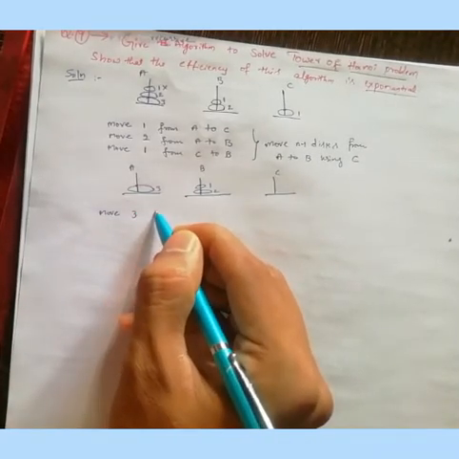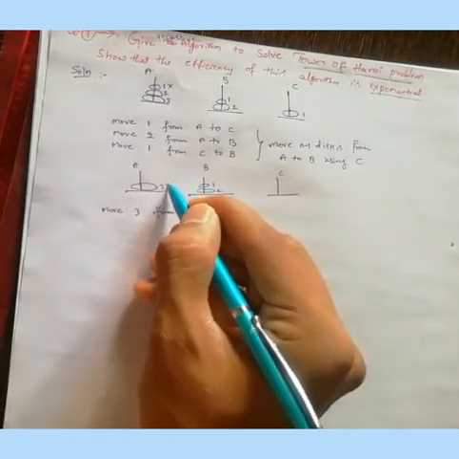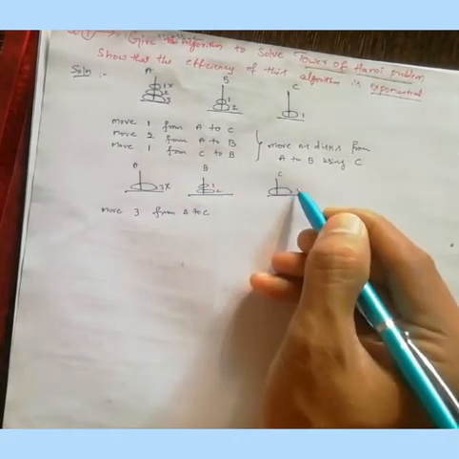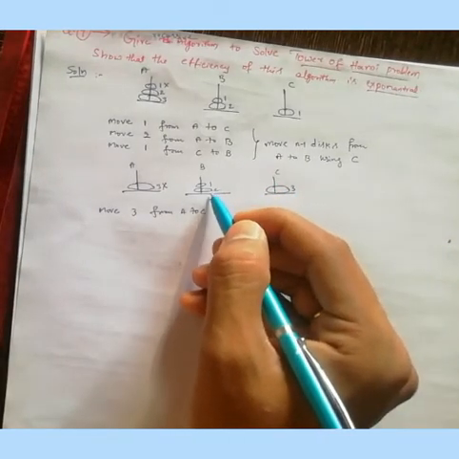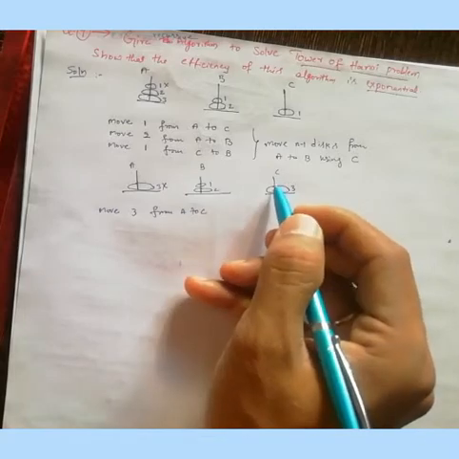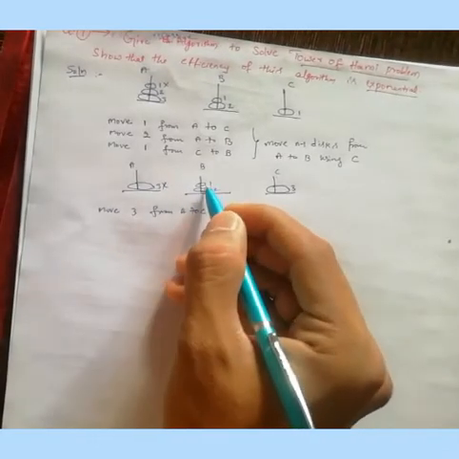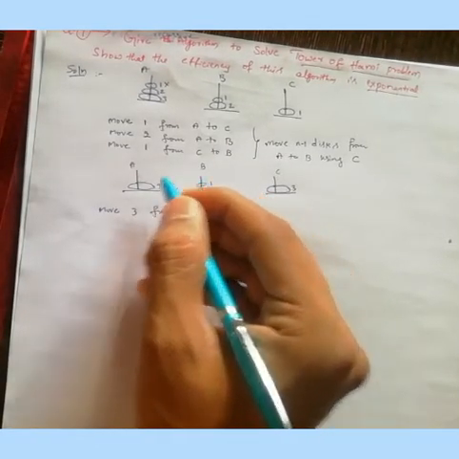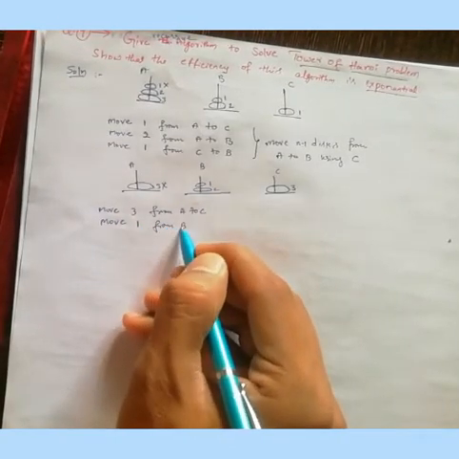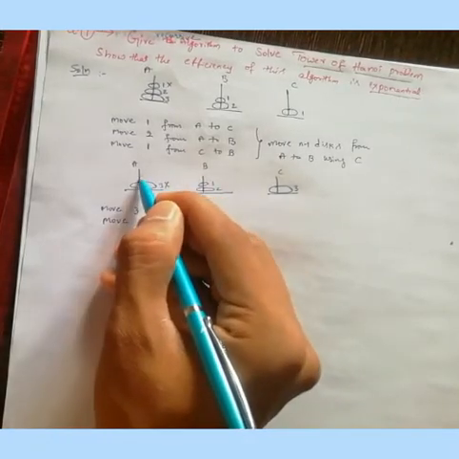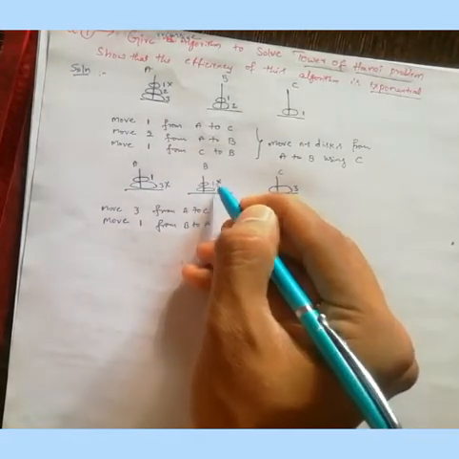Move disk 3 from A to C. So this disk is going to move to C, the third one. Next, can I move 2 to C directly? No. Above 2 we are having 1. So I will make use of A. First I will move the first disk from B to A. Move disk 1 from B to A. I am using the A tower, that's it. One will come here.